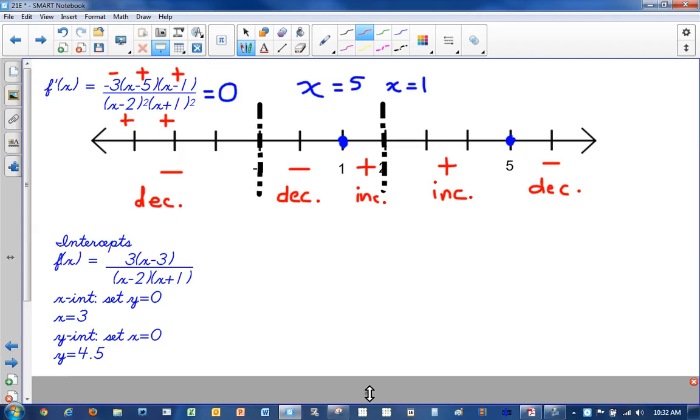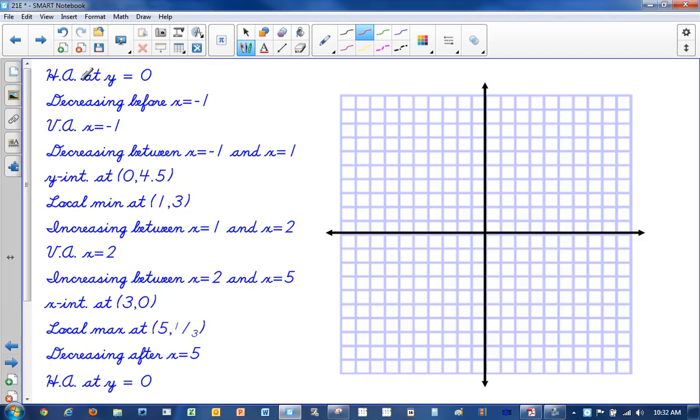All right, so all of that information is helpful to me. The stationary points, the x-intercept, the y-intercept, the asymptotes, everything has to come together in order for me to graph this. So here is a summary of everything that I've just figured out, and I've put it in the order in which it occurs. So let's graph everything as best we can. I've got the horizontal asymptote at y equals 0, so there it is.